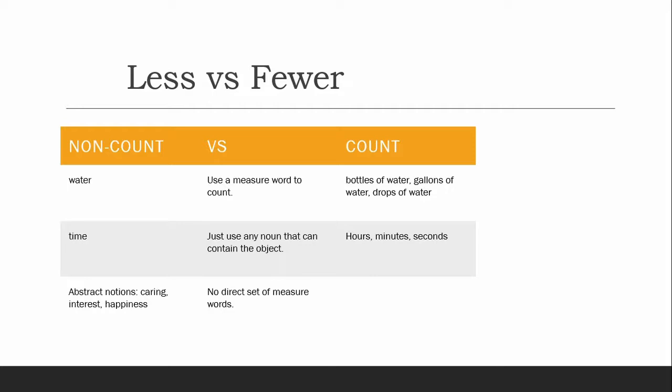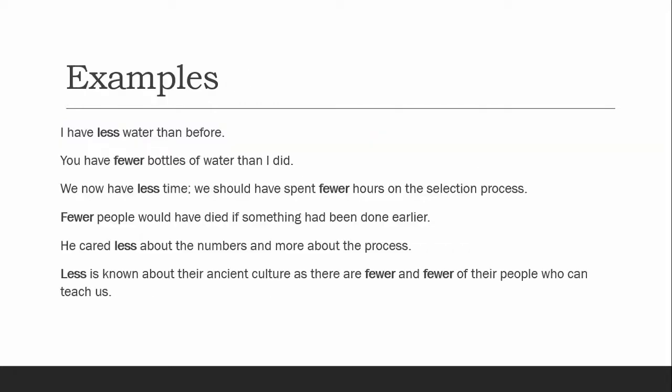And so I have a few examples. I have less water than before, which we went over a little bit ago. You have fewer bottles of water than I did. We now have less time. We should have spent fewer hours on the selection process. Fewer people would have died if something had been done earlier. We cared less about the numbers and more about the process. Less is known about their ancient culture, as there are fewer and fewer of their people who can teach us.